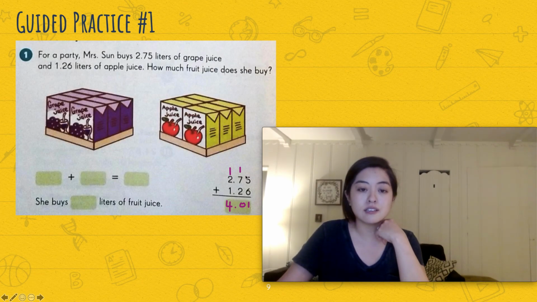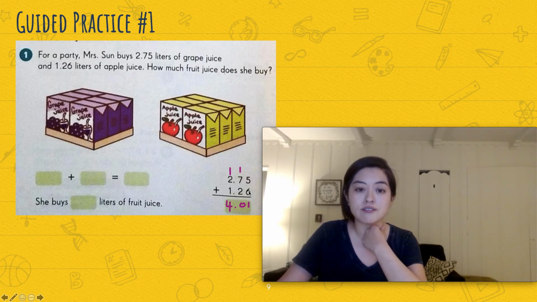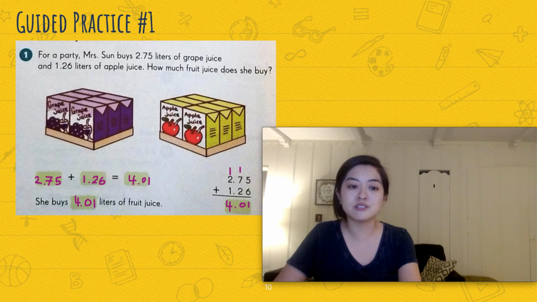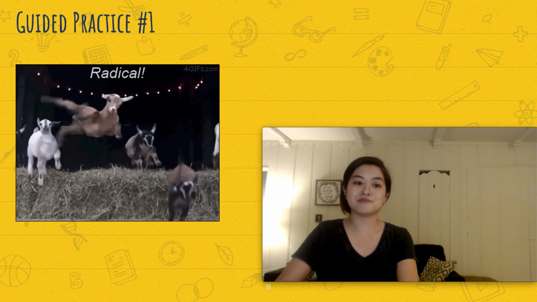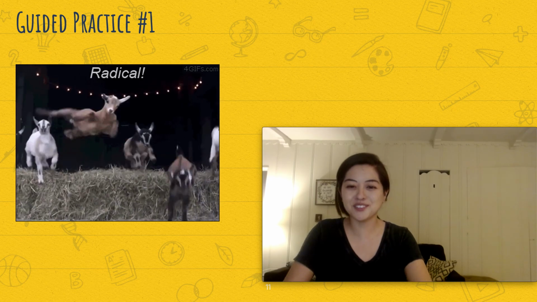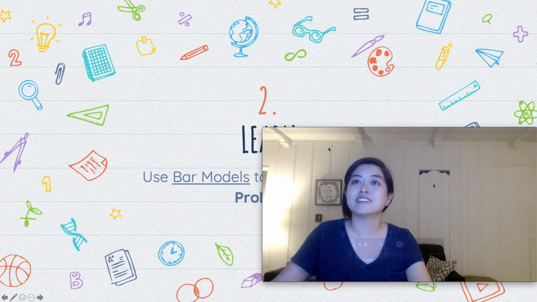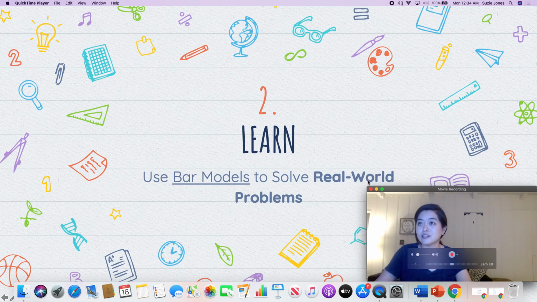So addition, they did it here, okay? And so 5 and 6 is 11 hundredths. And then now I'm going to do 1 tenth plus 7 tenths plus 2 tenths, which is 10 tenths. Okay, and then regroup that, and then now I'm going to add the ones. 1 plus 2, plus 1 is 4 ones. Okay, so she buys 4.01 liters of fruit juice. Radical! Woohoo! All right. Ooh, my video is covering that up, isn't it?